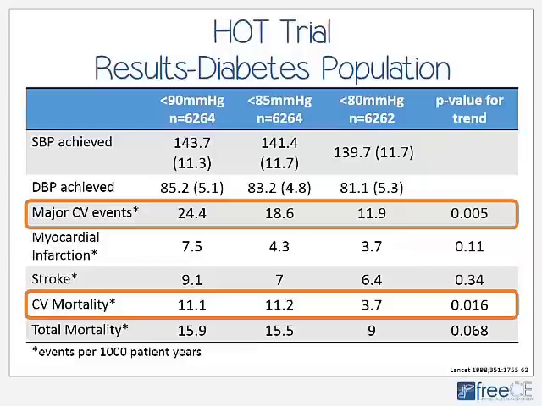It's important to remember here, though, that this was a very small number of patients compared to the overall trial population. Remember, only about 1,500 patients out of 18,000. So not something we could really completely hang our hat on, but this was one of the trials that JNC-7 and other guidelines have hung their hat on for quite some time, recommending a less than 80 diastolic blood pressure goal for patients with diabetes.